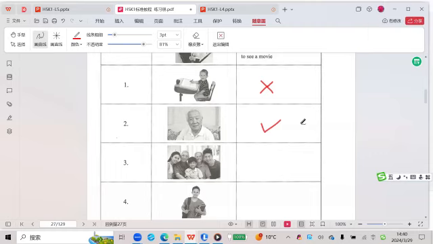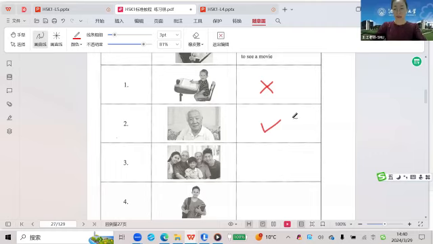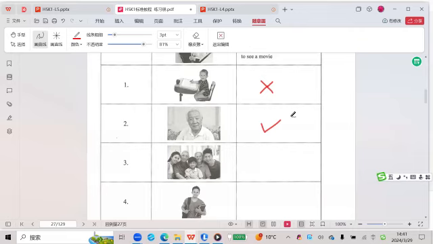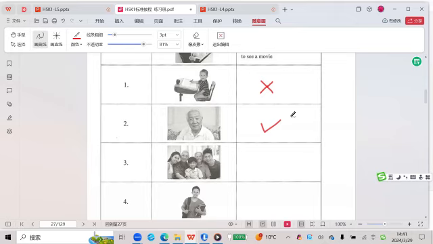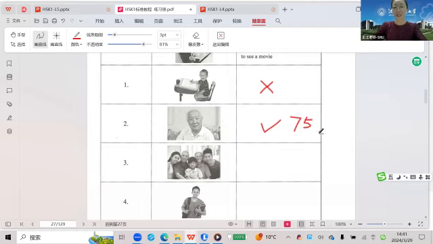75岁. How old? 40 years old. 75, ma'am. Listen to me carefully. 75岁. Yes, 75岁, 75 years old. And I think the old man is just around 70 years old. So that is right. Okay.